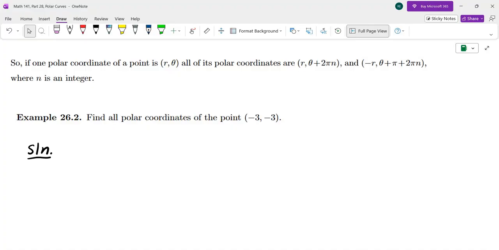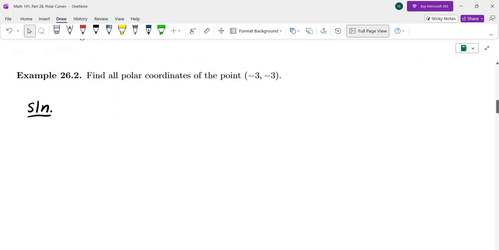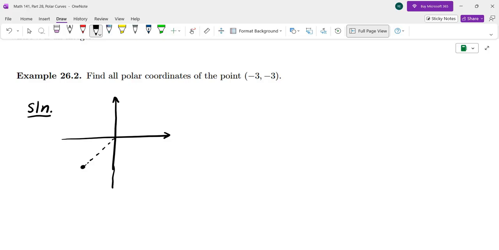So if one polar coordinate of a point is r theta, then all of its polar coordinates are either r theta plus 2k pi or negative r theta plus pi plus 2 pi k. Find all polar coordinates of this point. So let's find out what one polar coordinate of this point is, and then we'll find all of them.